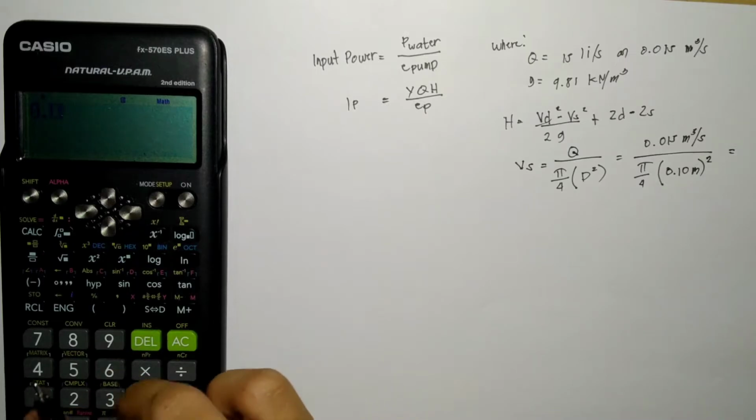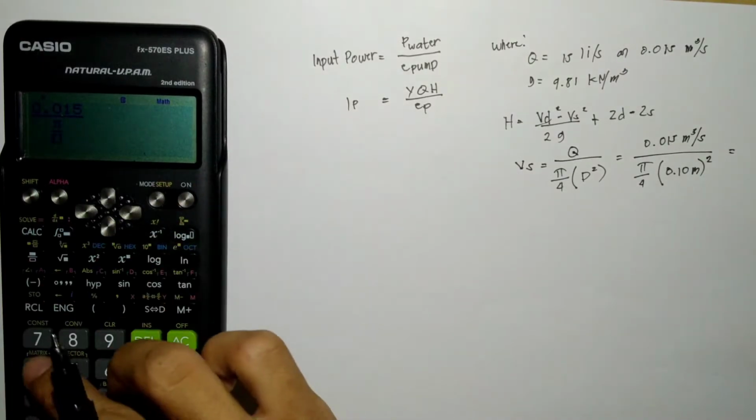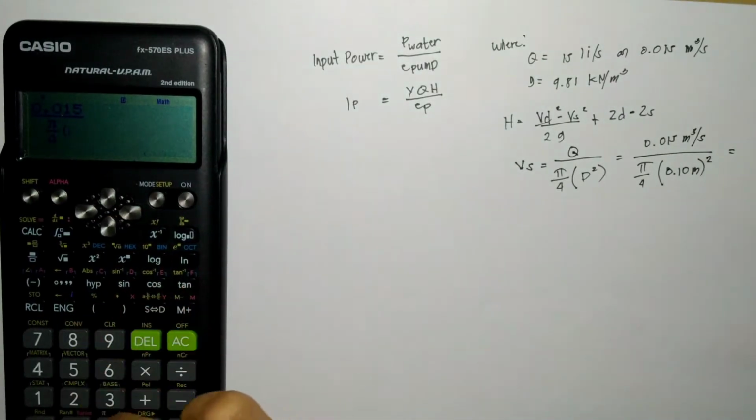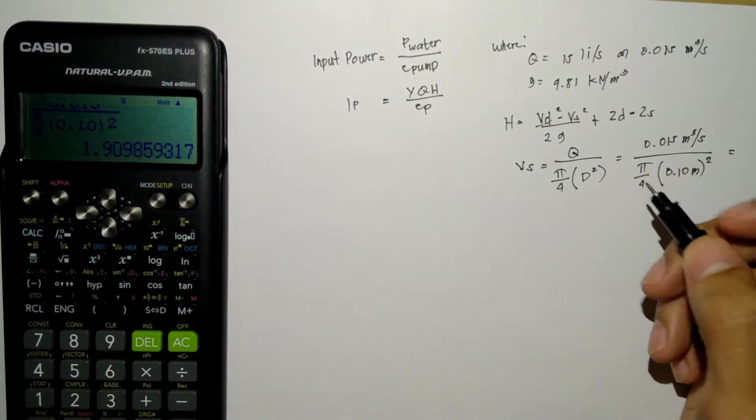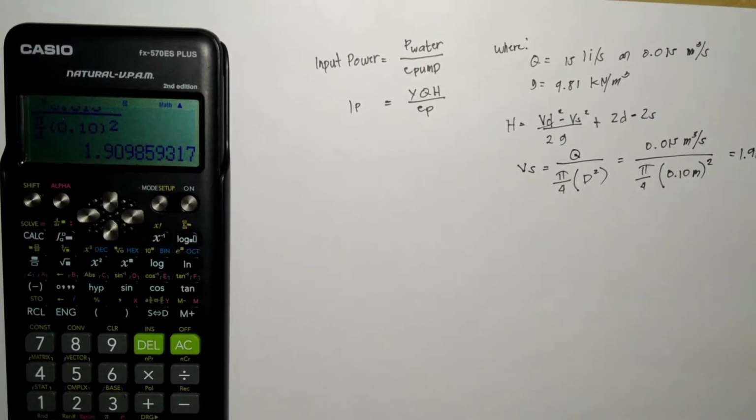So we have 0.015 over pi over 4 times 0.10 squared, which is equal to 1.91 meters per second.